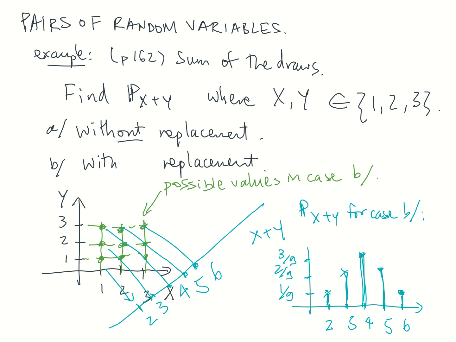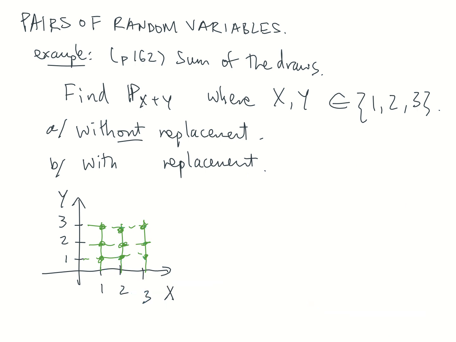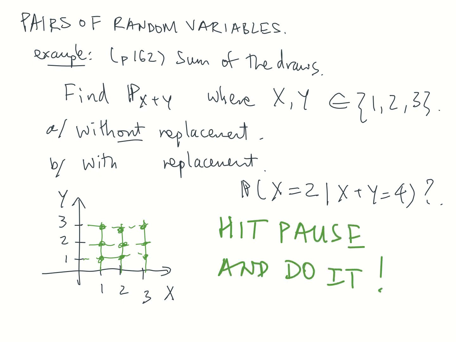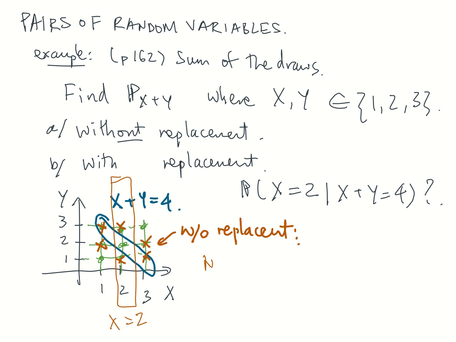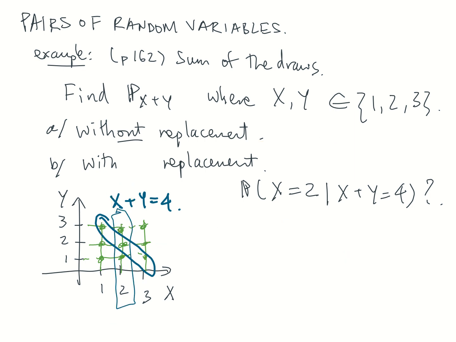With this picture, we can also visualize conditional probability. For example, what is the probability of X equals 2 given that X plus Y equals 4 in each case? Given X plus Y equals 4 simply means I'm restricting this diagram to this diagonal. So in sampling without replacement, the probability of X equals 2 given X plus Y equals 4 is 0. In sampling with replacement, then that probability is 1/3. Any conditional probability problems in Chapter 1 can be visualized with this technique.